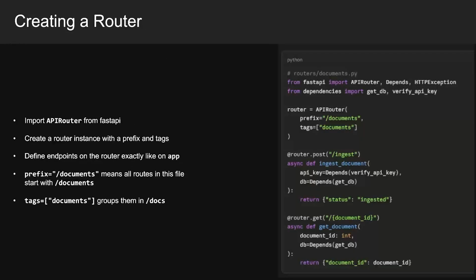So, creating a router takes 3 steps. Import APIRouter from FastAPI. Create an instance with a prefix and tags, then define endpoints on it using @router instead of @app. Everything else stays identical. Look at the code.